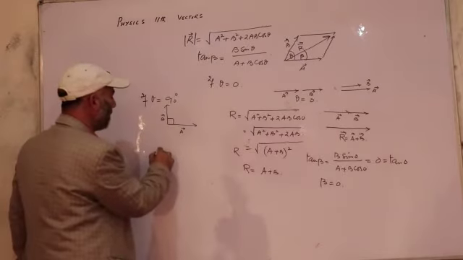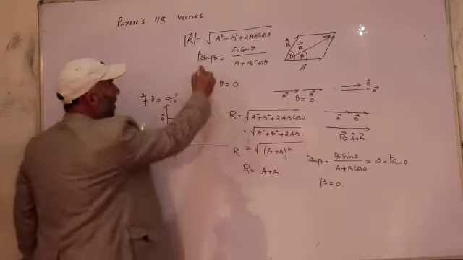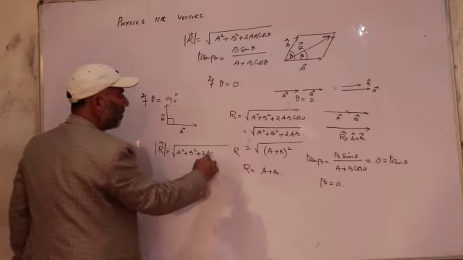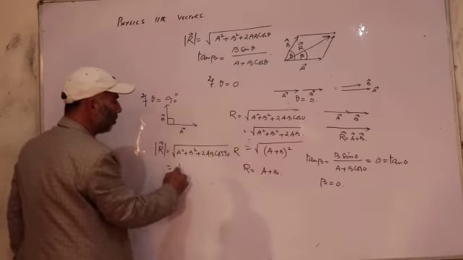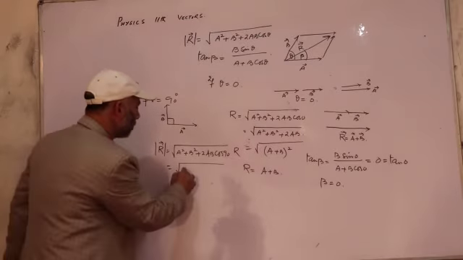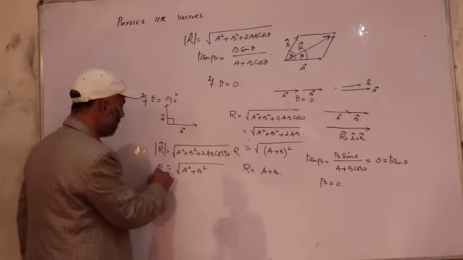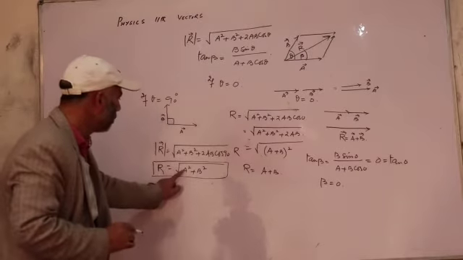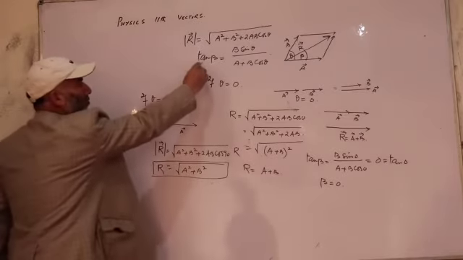So magnitude of resultant will be equal to, yeah, that is equal to root of A square plus B square plus 2AB cos of 90. Yeah. So that is equal to root of, since cos of 90 is 0, so that is equal to root of A square plus B square. Please remember, the magnitude of resultant in case of the perpendicular vectors is equal to root of A square plus B square. And direction of resultant, we'll get it from this equation.